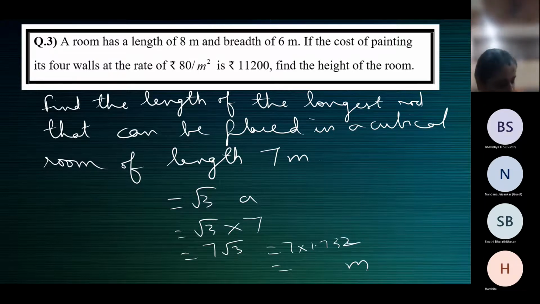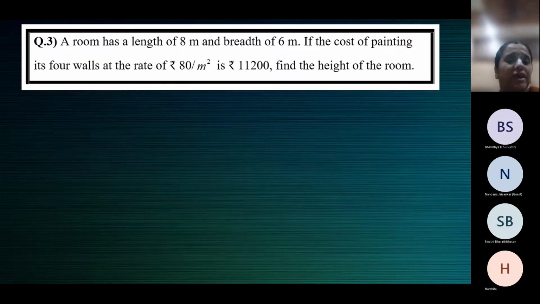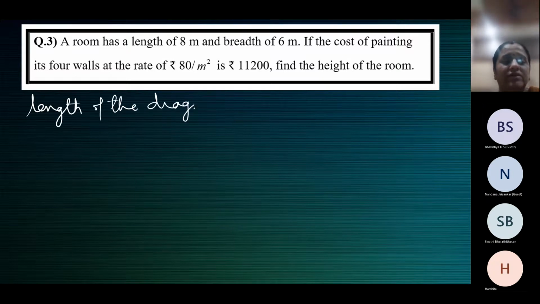Am I clear, children? Yes, ma'am. Okay. This is about a cube: the length of the diagonal or the length of the longest rod that can be placed in a cubical room. Okay, now let's talk about the length of the diagonal of a cuboid. So right under cuboid, please make a note of this. Length of the diagonal of a cuboid.